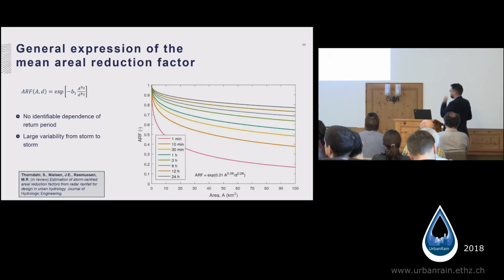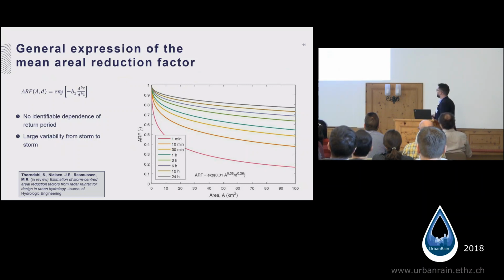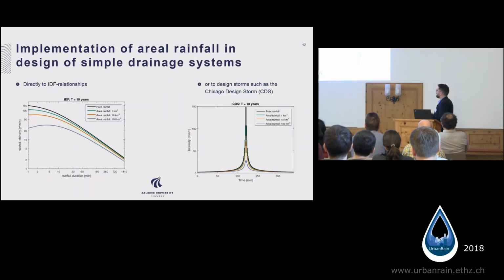And then these are the results. So we have areal reduction factors for different rainfall durations. So for the 1-minute values, we have a fairly low curve. And for 24 hours, we have a higher curve. And then, doing some math, we can use this 3-parameter equation to estimate this. Obviously, we have some large variability from storm to storm, but this is presenting the mean of these areal reduction factors. So how can we implement this?